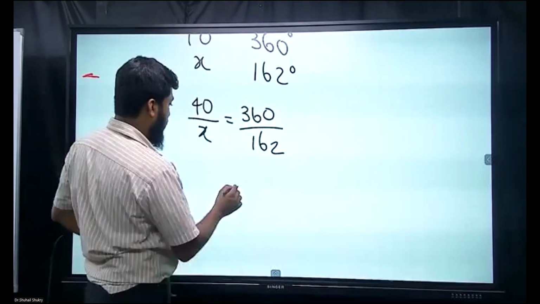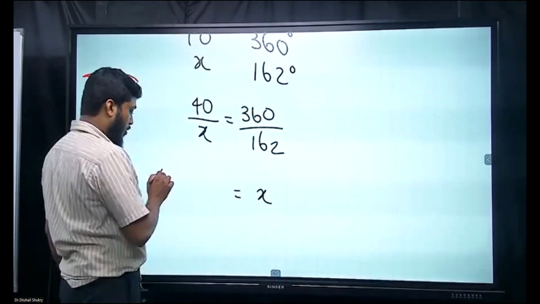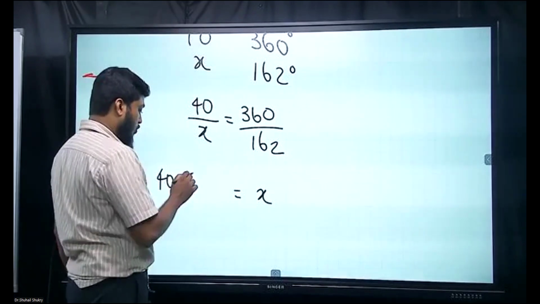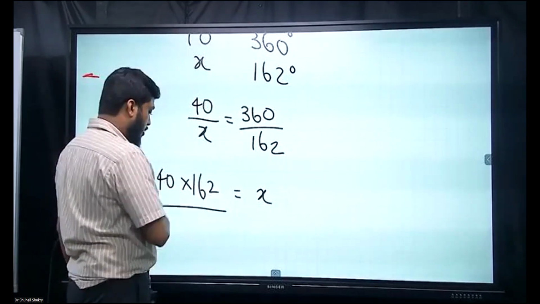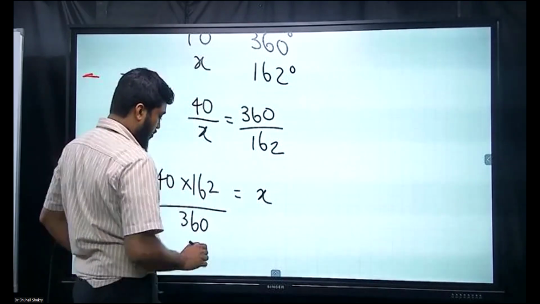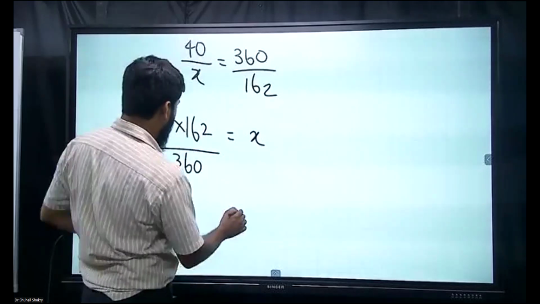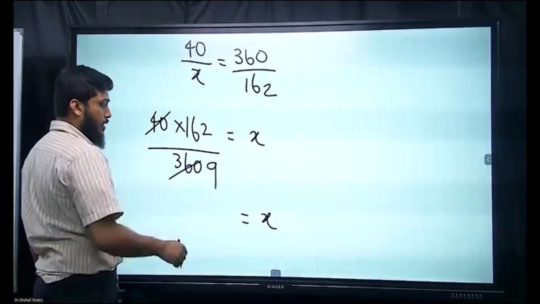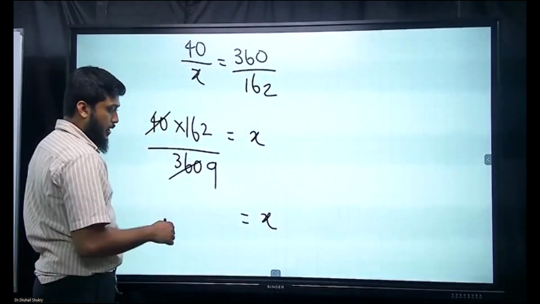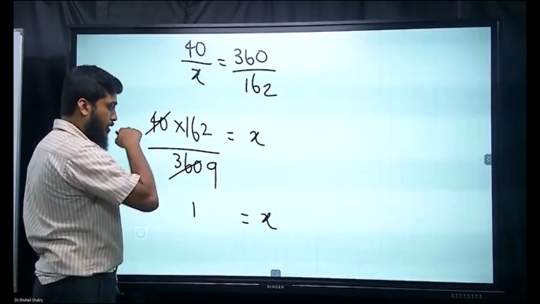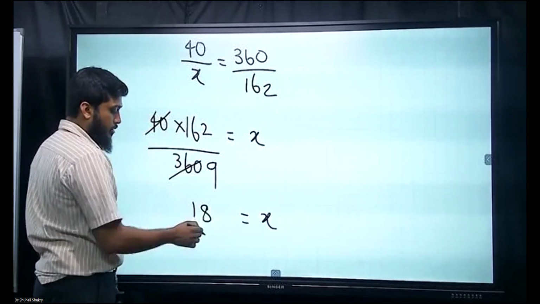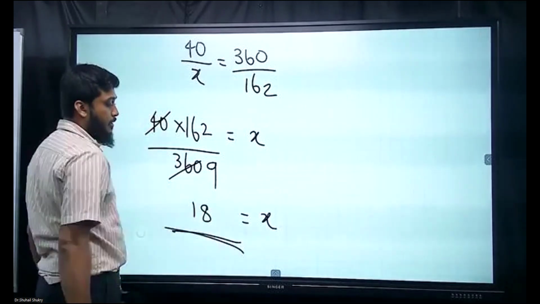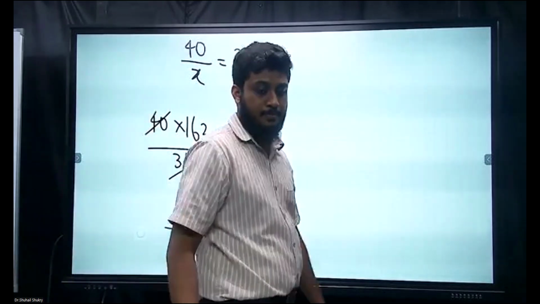So you have to get the value of x. Send the x to this side. 40 is here. Division by 162 comes to this side with multiplication by 162. The 360 will come as the divisor. So here you get x equals 40 times 162 over 360. You can simplify: divide by 9, you get 1 and 18. Again, 72 divided by 9 is 8. So the answer is 18 students.